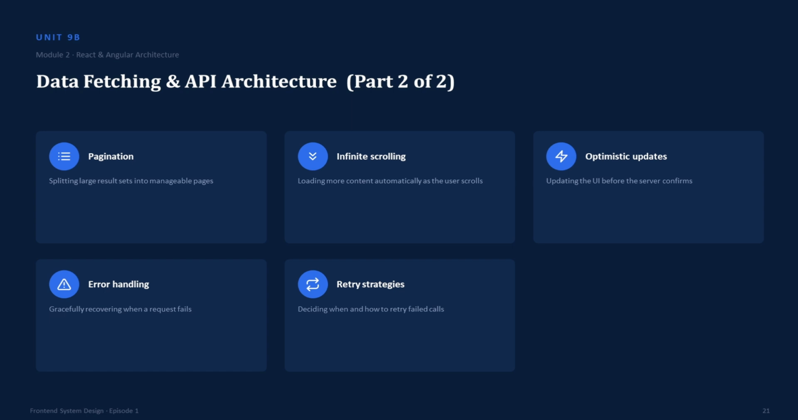Then these are the common concepts: pagination, infinite scrolling, optimistic update, and retry strategy. So this I will show you. For example, for retry strategies in React, I will show you how you can build your own custom retry strategy, and also using TanStack Query. And in Angular, I will show you how you can create your own custom decorator for retry strategies, or you can use signals for that, or the RxJS operator.